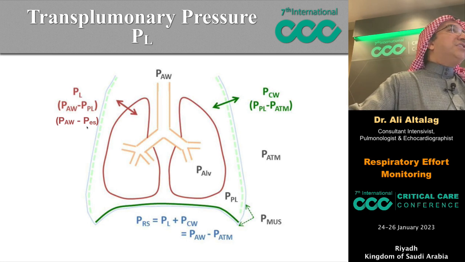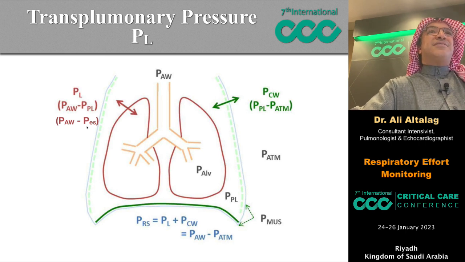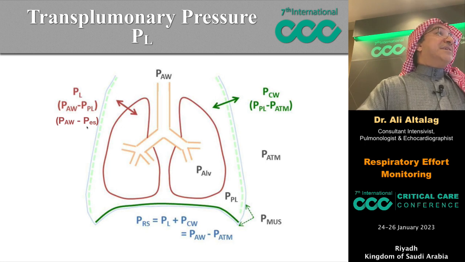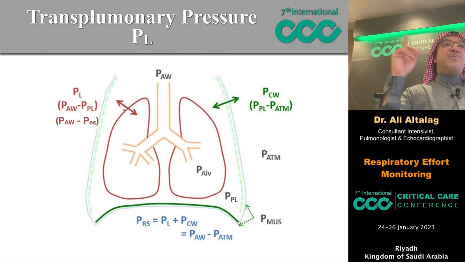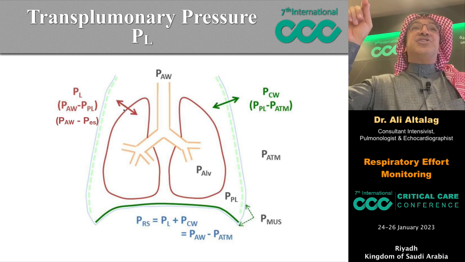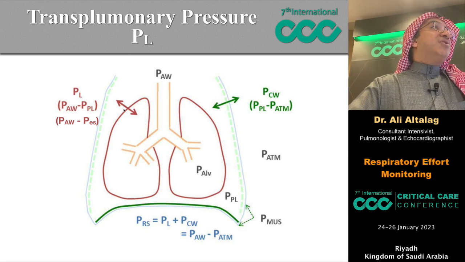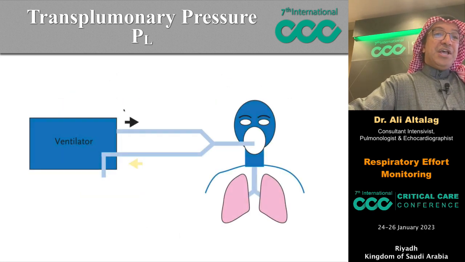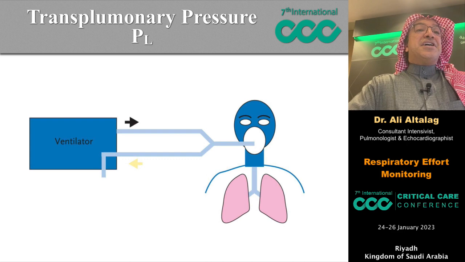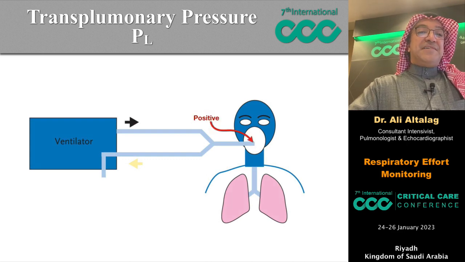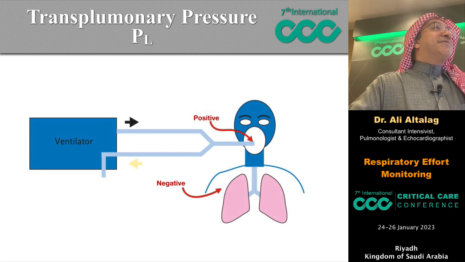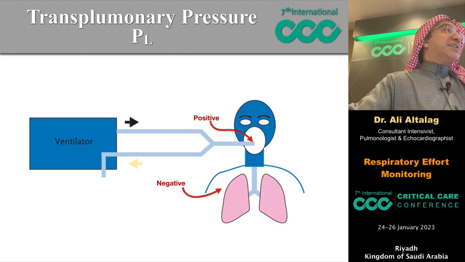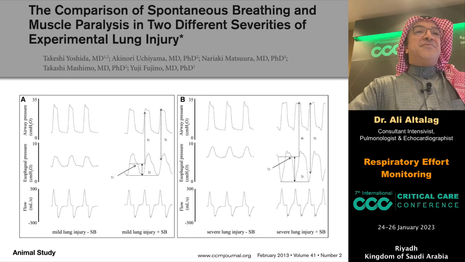So why do we need to calculate the transpulmonary pressure anyway? Because it is the pressure that is directly proportional to the lung injury that happens during mechanical ventilation, whether assisted or controlled. So remember that the airway pressure is positive, and remember that the esophageal pressure during assisted ventilation is negative. So if you subtract the two, in fact, you are adding the two numbers. So let me give you an example.